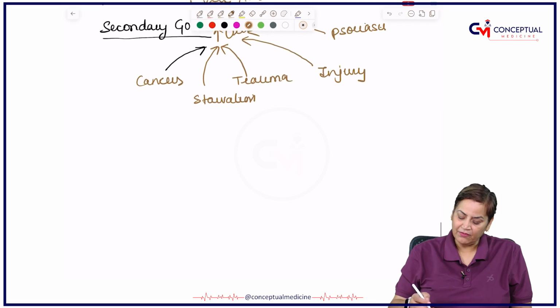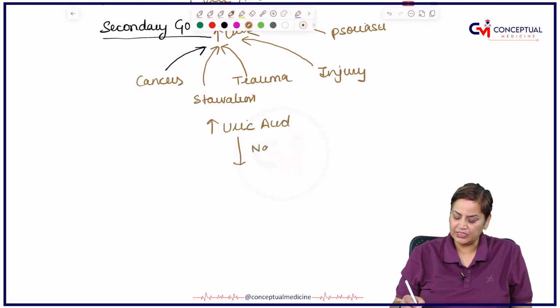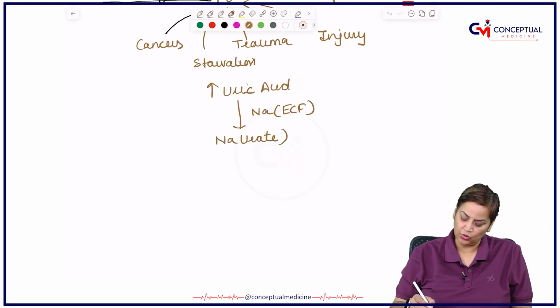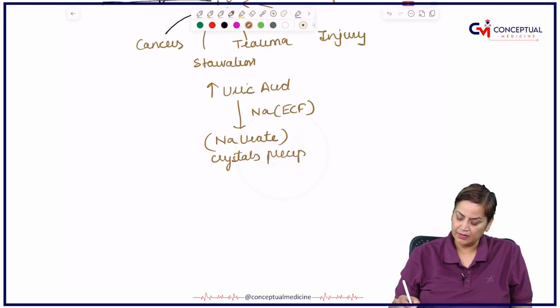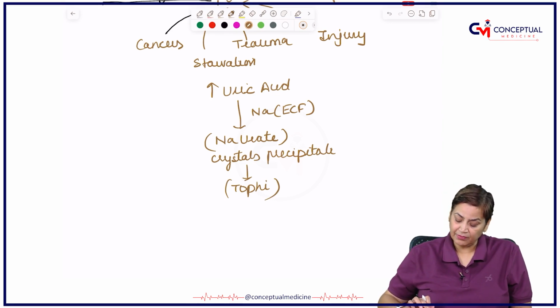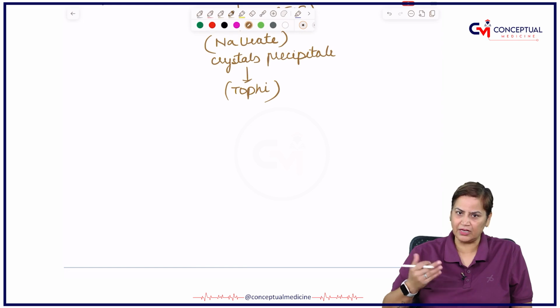And always remember, whenever there is increased concentration of this uric acid, it will precipitate with sodium which is present in the ECF, forming sodium urate crystals. So these sodium urate crystals precipitate, right, and they form the tophi. So basically tophi are the ones which are being produced by hyperuricemia. So this is primary gout and secondary gout. So sometimes what happens is, this is the gouty arthritis you can say.